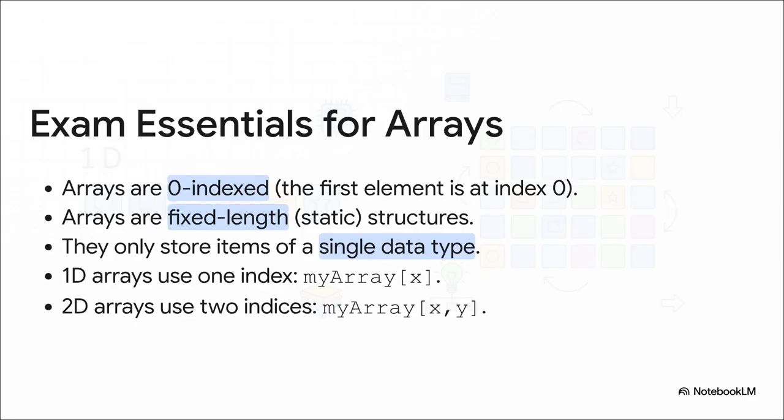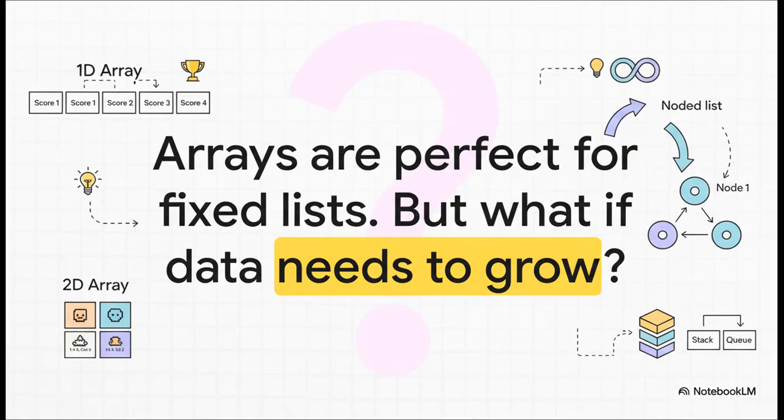2. In the world of OCR, arrays are fixed length or static. That means if you make an array with 10 slots, it will always have 10 slots. You can't just add an 11th. 3. They only store one type of data, no mixing and matching. And finally, the syntax. One index for 1D arrays, myArray[x], and 2 for 2D arrays, myArray[x,y]. Got it? So the bottom line is, arrays are fantastic. They are perfect for managing lists and grids when you know the size up front.